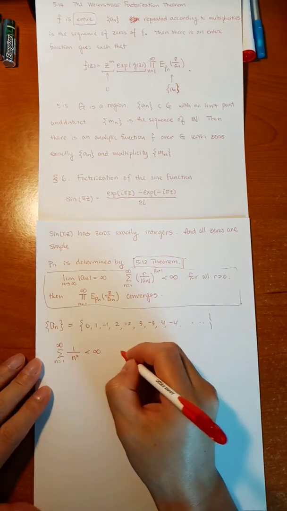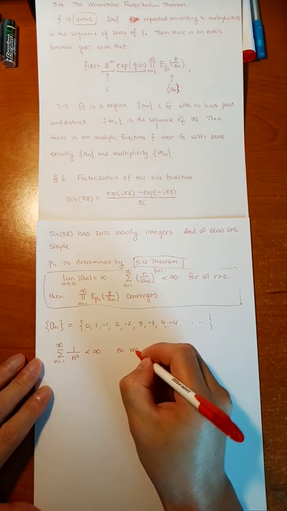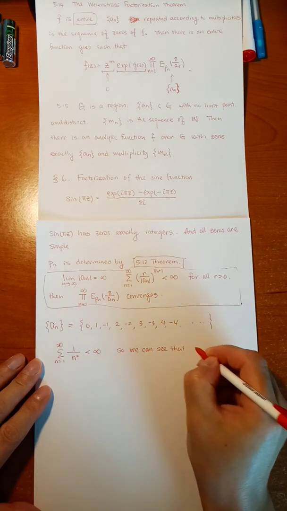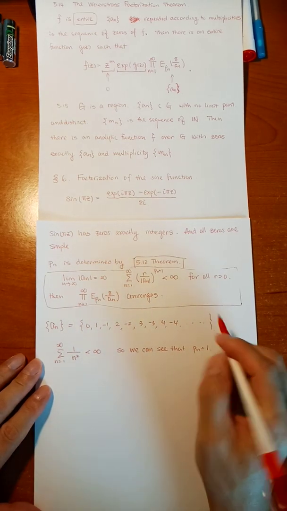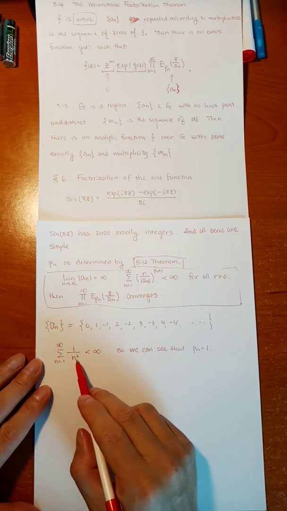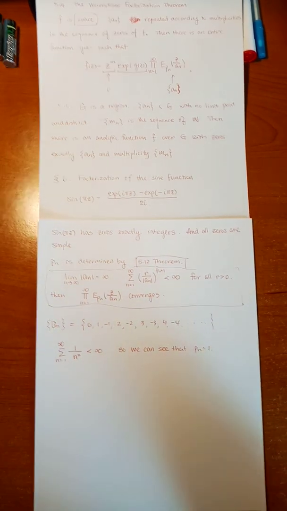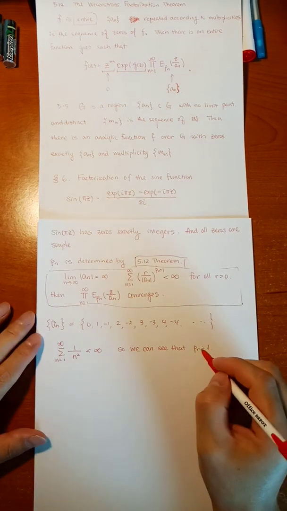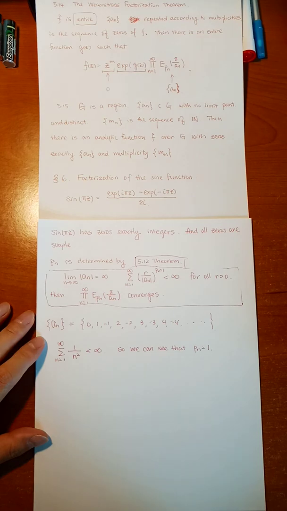So naturally, we can see that p sub n can be just 1. When p sub n is 1, plus 1 is 2, so you will have a denominator n squared. Right? Okay, so we get p sub n equal to exactly 1.